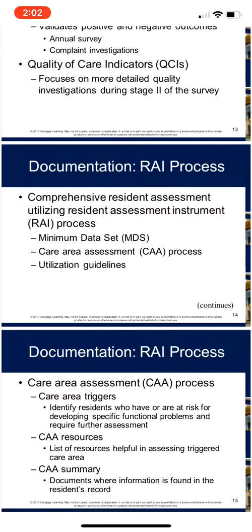Comprehensive resident assessment refers not only to the actual resident assessment document, but also to the federally mandated resident assessment instrument, the RAI. The RAI consists of 3 basic components: the minimum data set, or the MDS, the care area assessment, which is our CAA process, and the formal resident assessment protocol, or the RAPs, and the utilization guidelines as specified in the resident assessment instrument manual.